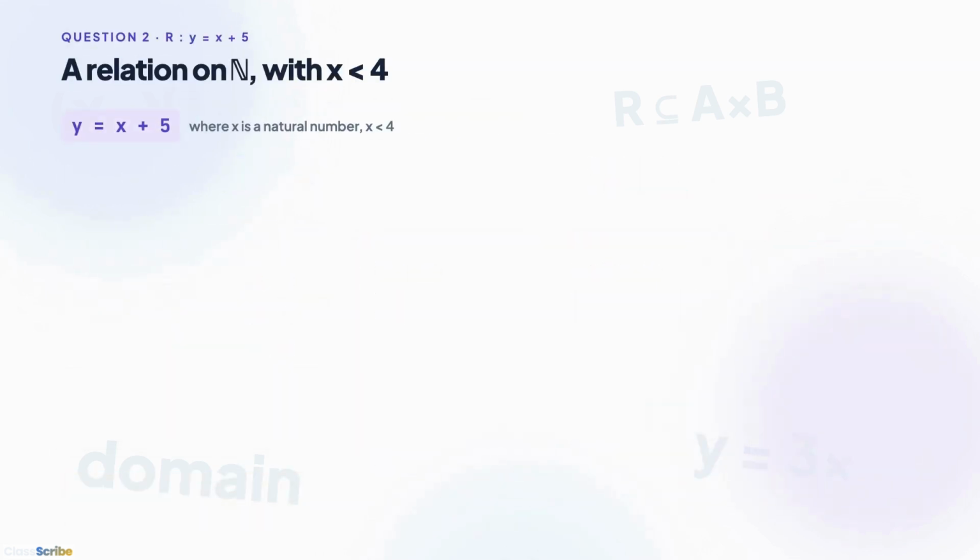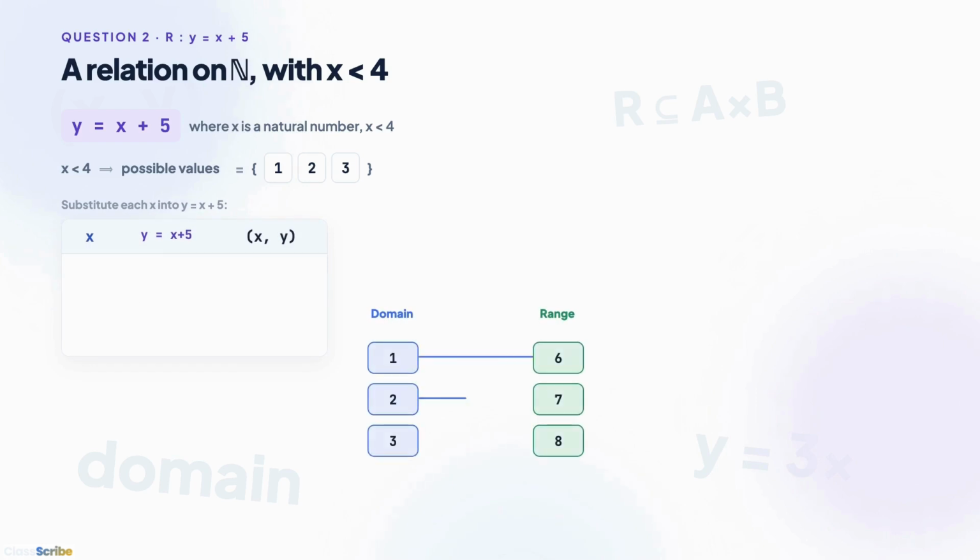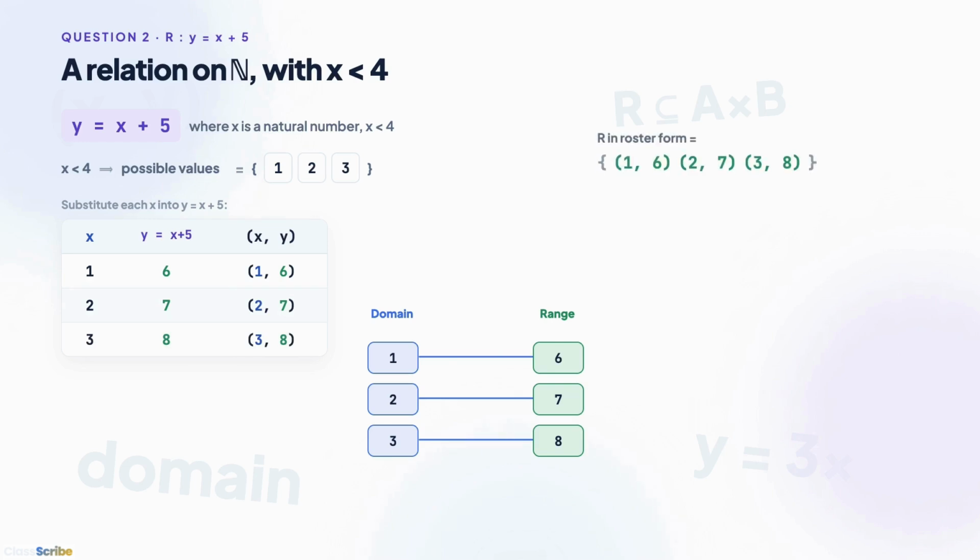Now let's solve the second question. A relation is defined on the natural numbers by the rule y equals x plus 5, where x is a natural number less than 4. Since x is less than 4, the possible values are 1, 2, and 3. Now substitute these values. When x is 1, y becomes 6. When x is 2, y becomes 7. When x is 3, y becomes 8. Therefore, the relation in roster form is {(1, 6), (2, 7), (3, 8)}.